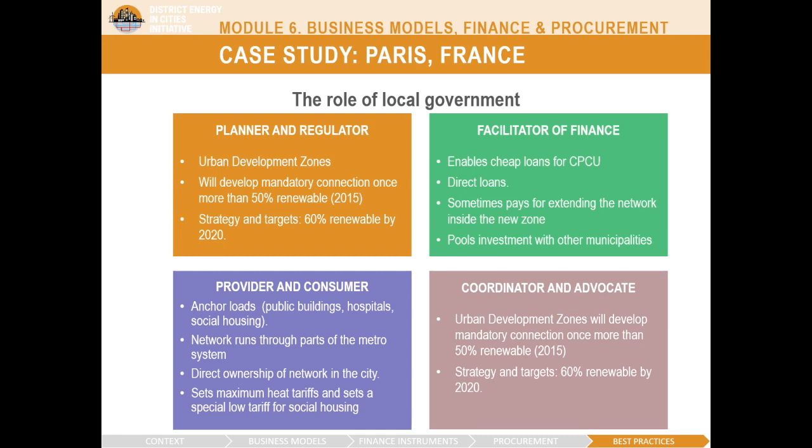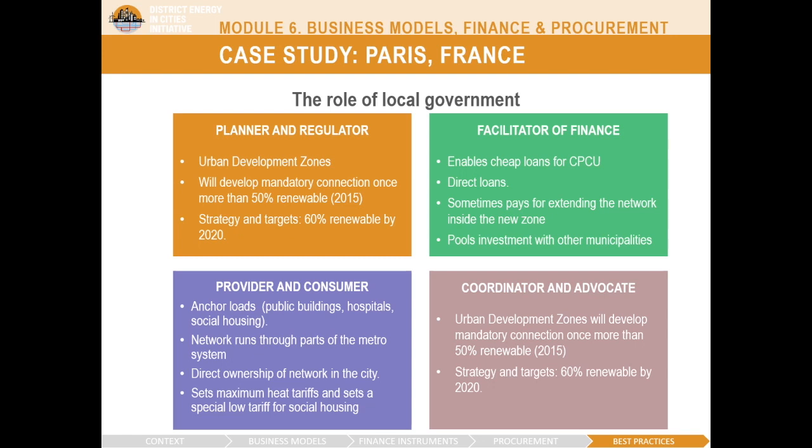As facilitator of finance, the local government utilizes its access to cheap loans to carry out district energy related activities. It can also find capital to extend the network to deliver heat to new zones and can pool investments with other municipalities. As provider of district energy, the local government can connect anchor loads such as swimming pools, hospitals, and social housing to district heating networks, ensuring higher utilization. It can also select heat tariffs based on the consumers it is supplying to.